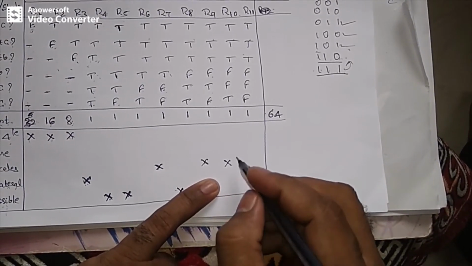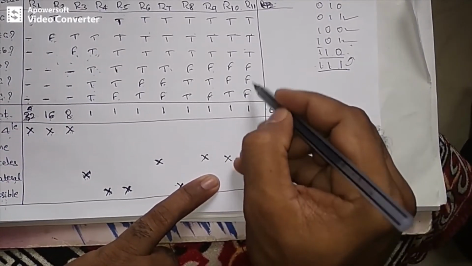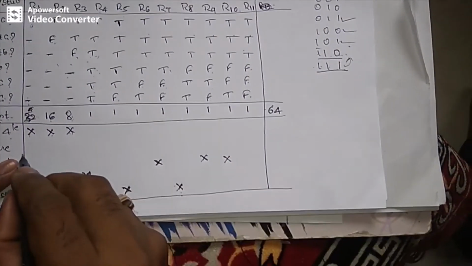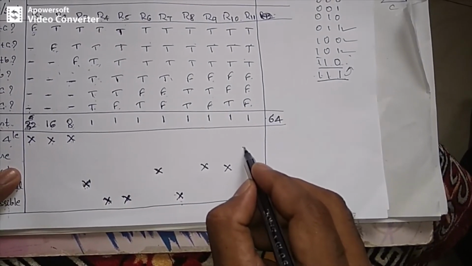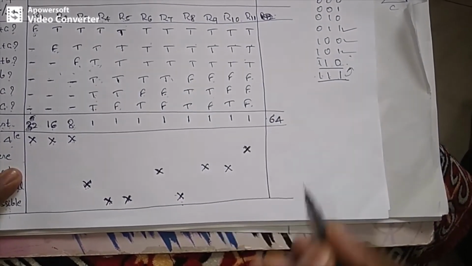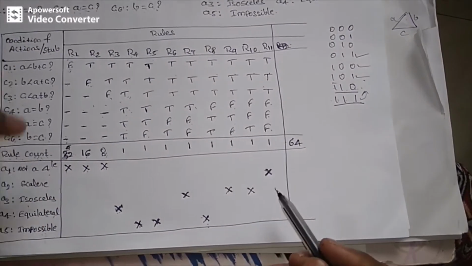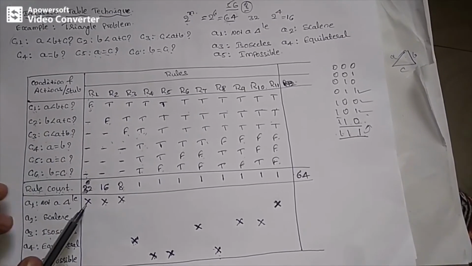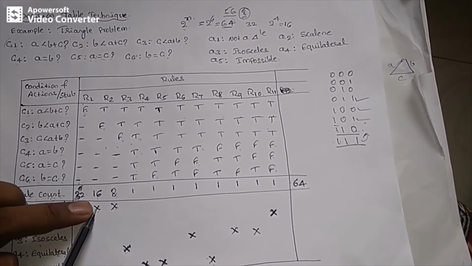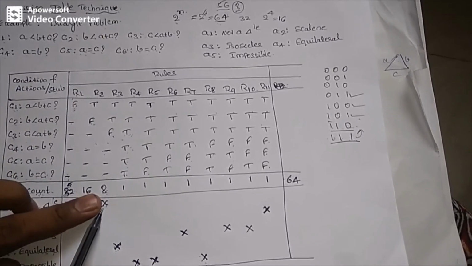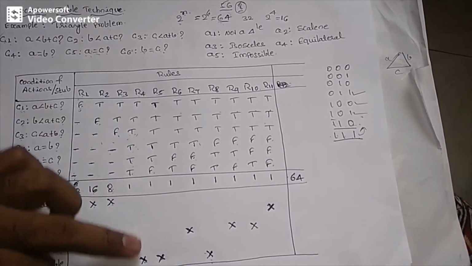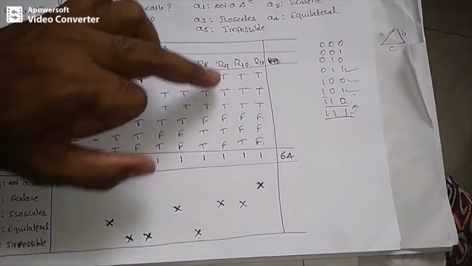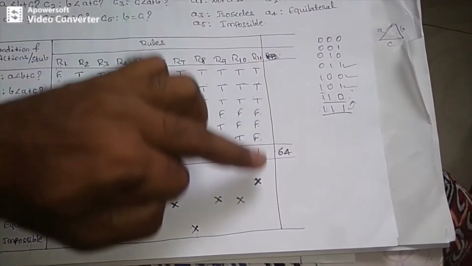When all the conditions, C4, C5, C6, are false, then my expected output result will be a scalene. So all the entries are over. You can check it here. R1 entry is over, R2 entry and its expected output result is over, R3 entry is also over, R4, R5, R6, R7, R8, R9, R10 and R11.